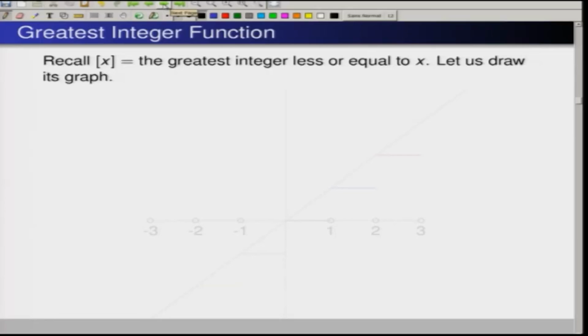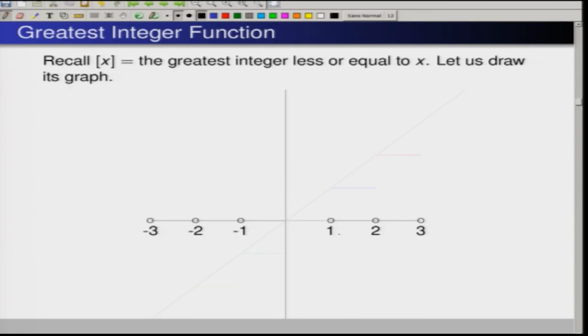Okay, so now we are going to discuss another function which is very useful and you are familiar with, that is the greatest integer function. How is it defined? Now, the greatest integer function is the greatest integer less than or equal to x. Let us draw its graph.